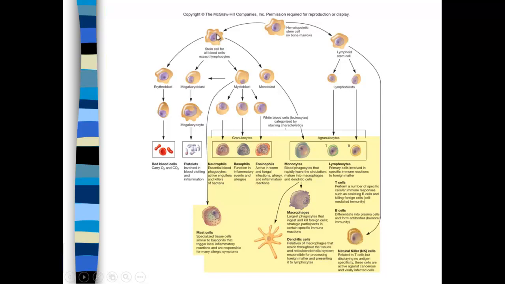Then finally the stem cell can become a monoblast. Monoblasts become monocytes. Monocytes then can differentiate into macrophages or dendritic cells, and macrophages and dendritic cells are examples of phagocytic cells that can uptake components to undergo phagocytosis. So that gives you an overview of the different types of cells.